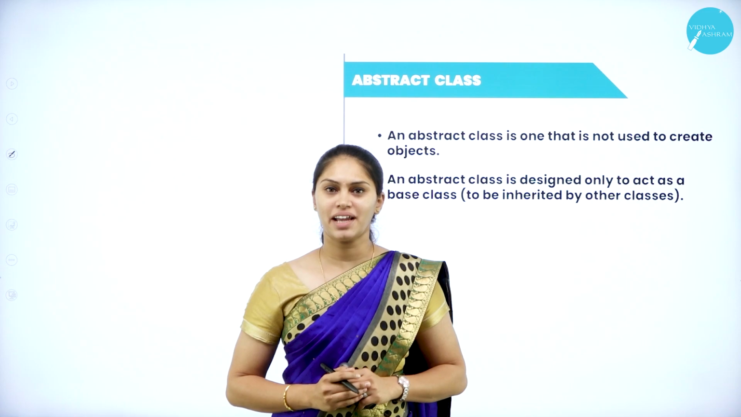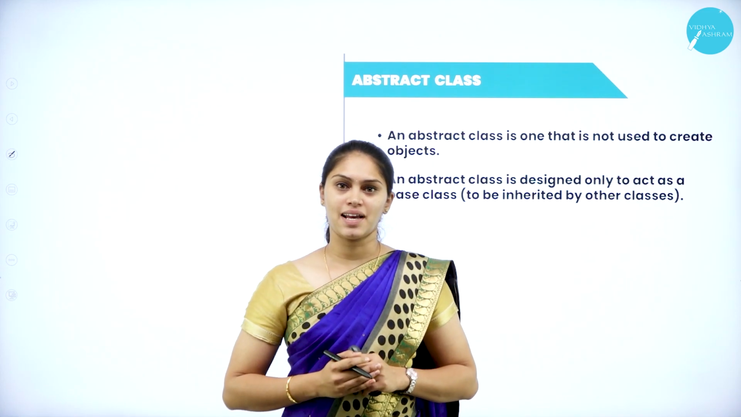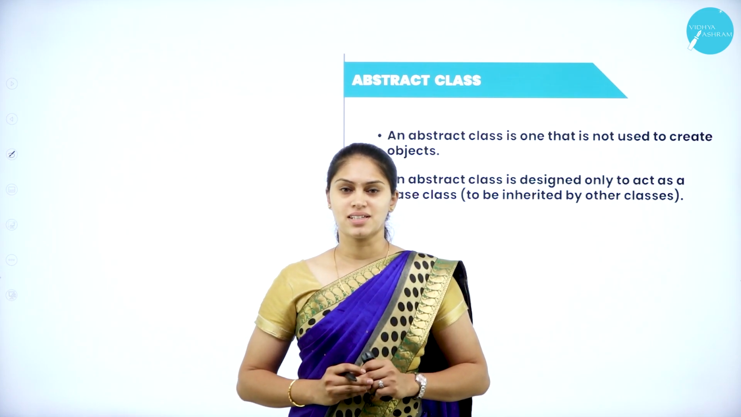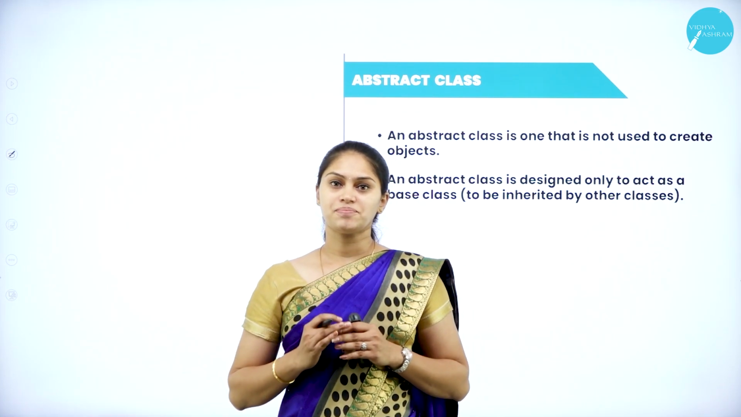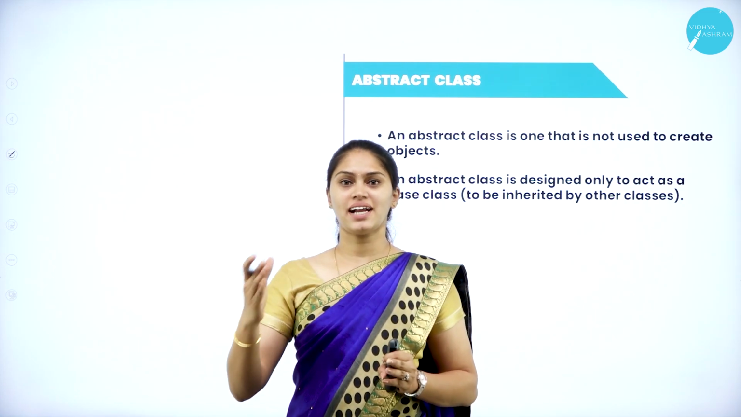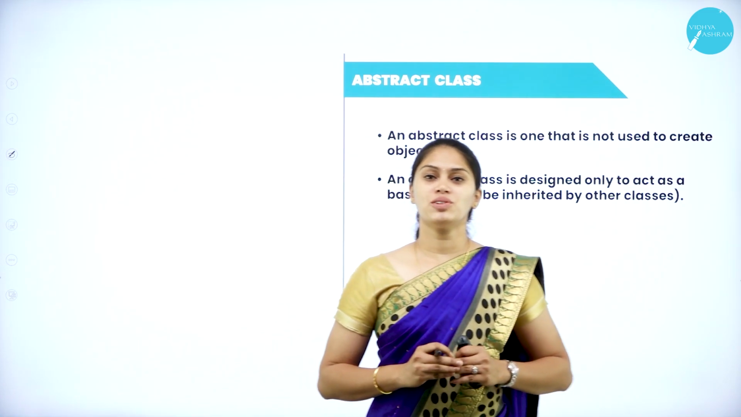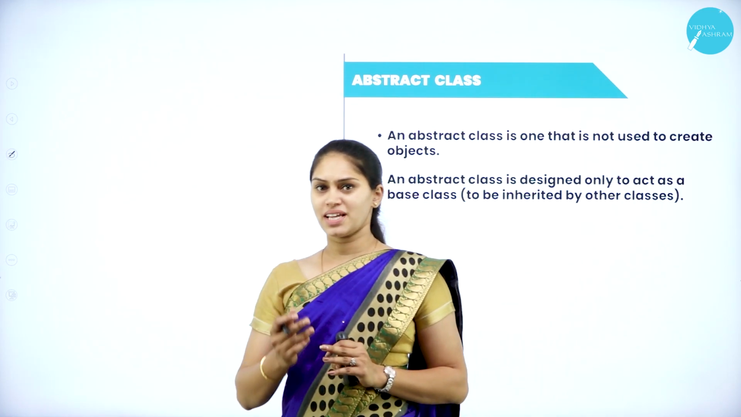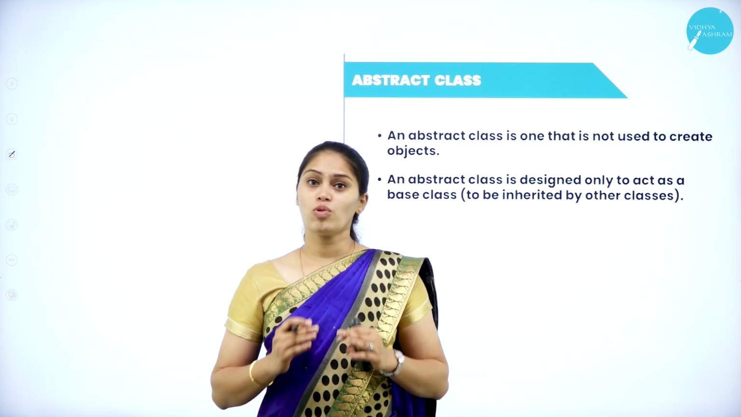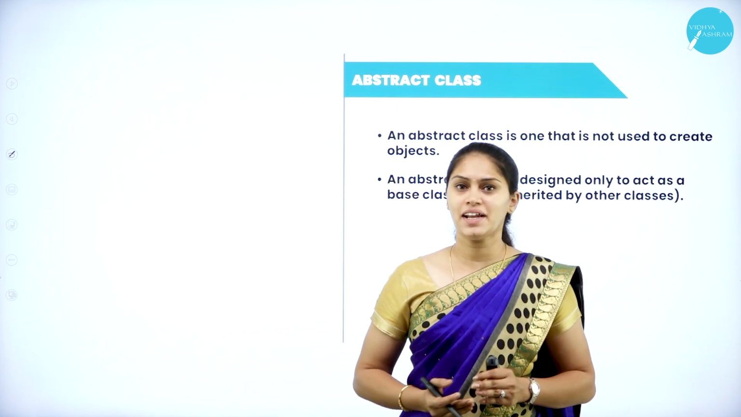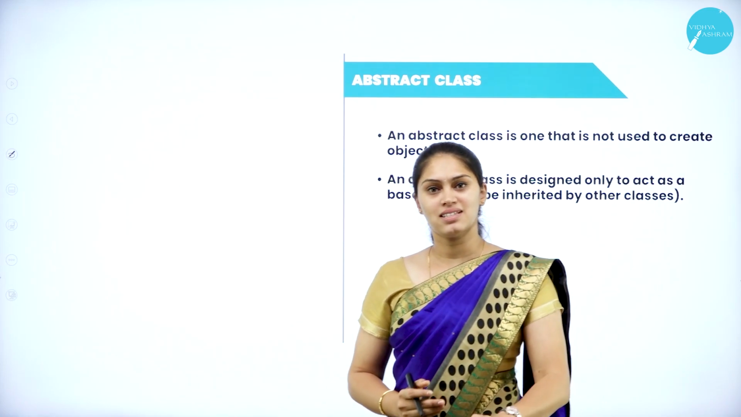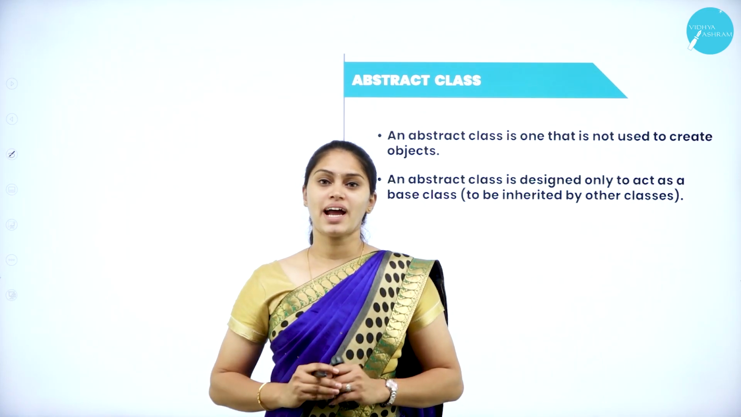Then, moving on to the next topic, that is abstract class. Already we know the topics regarding base class and derived class. You must know that we have to create an object for the derived class, not for the base class. But what if I don't want to create an object at all for a particular class? At that time, I must consider that class as an abstract class.